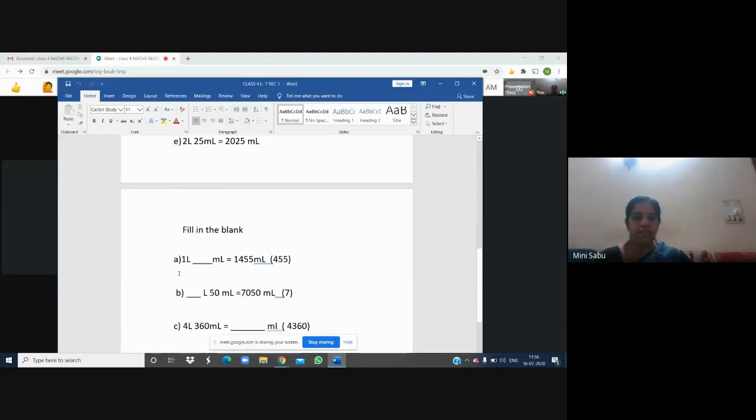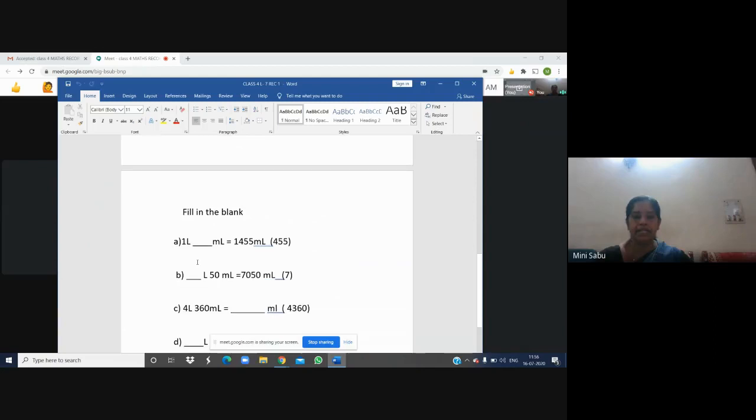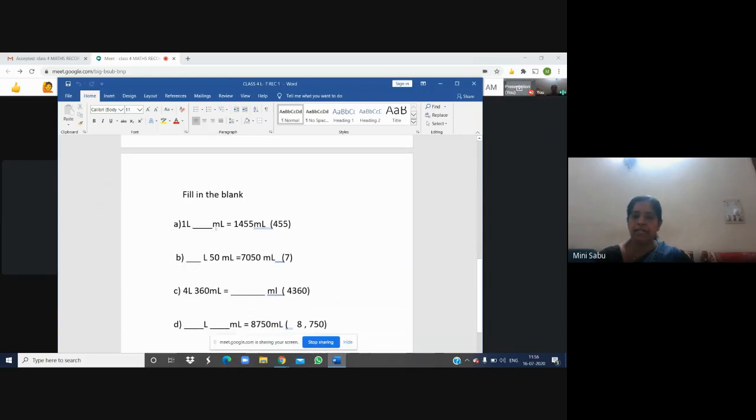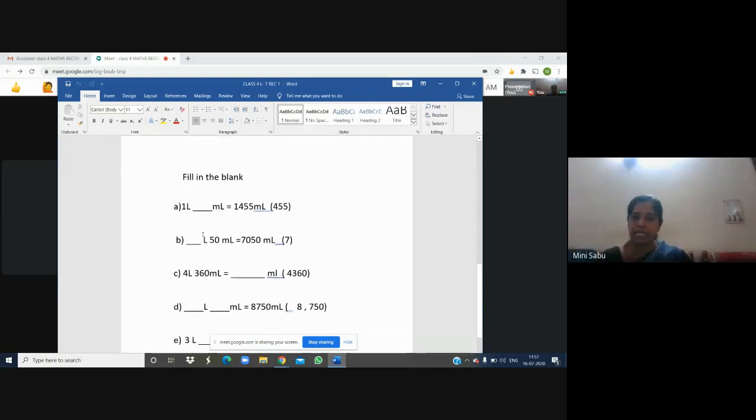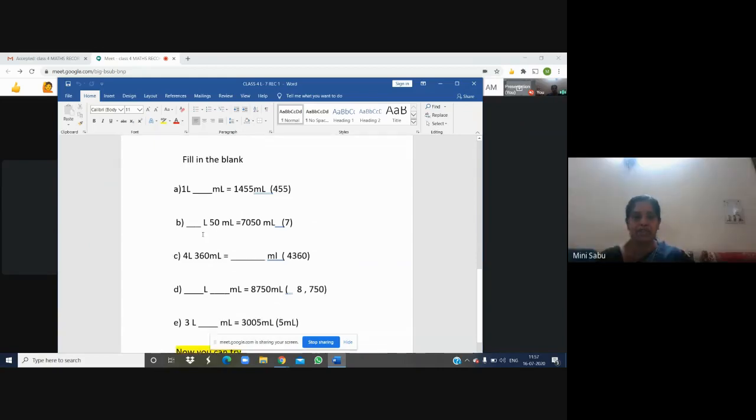Then next is fill in the blanks. Now with this knowledge, we have to do the fill in the blanks. 1 liter dash ml is equal to 1455 ml. So in this 1455 ml, this is 1 liter. Then how many milliliter is left? 455 milliliter is left. So what will come in the dash? 455. Okay, now you have to think in the reverse way.